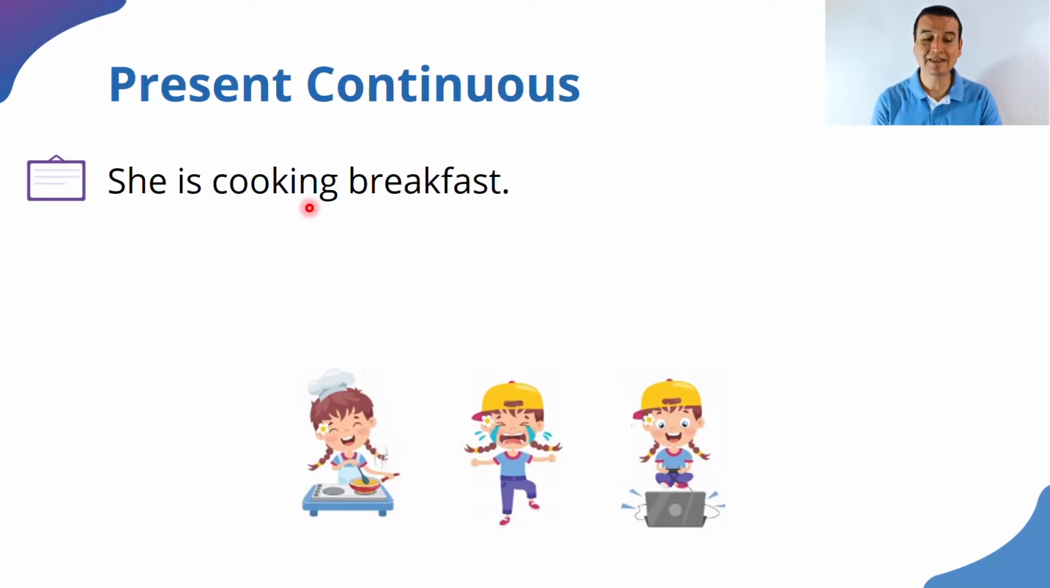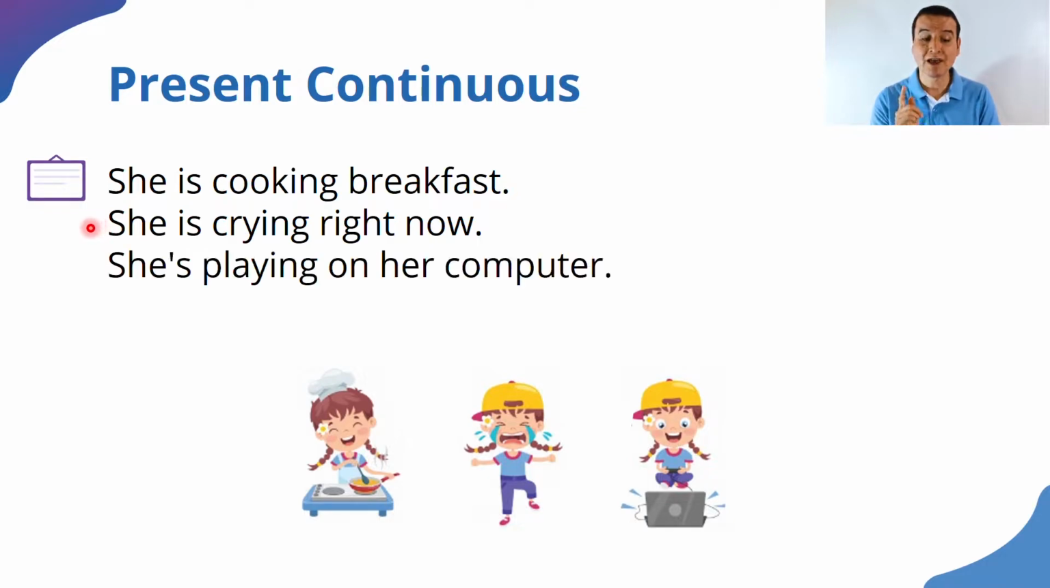All right, let's see this other example. She is crying right now. As you can see, the verb cry ends in y, but before the y, there is a consonant. In that case, we don't do anything to the y, we just add ing. Let's see the following example. She is playing on her computer. As you can see, before y, there is a vowel, and still we have added ing there.